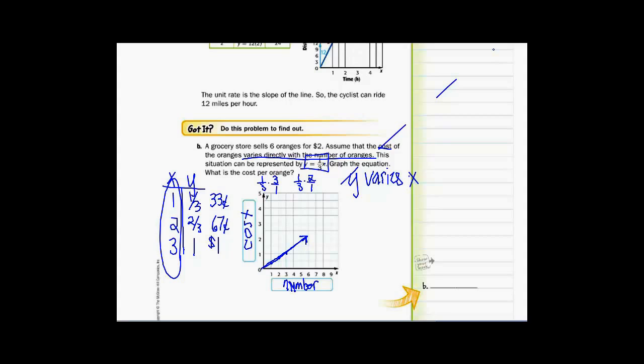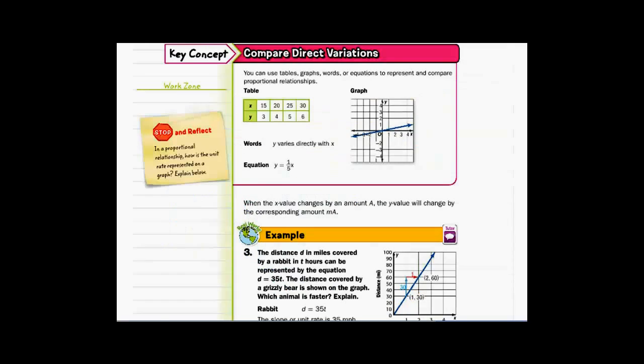Okay. Comparing direct variation is the next part. Let's move on to comparing direct variations. Now, this is nothing more than comparing the slope or comparing the constant rate. All right, so let's look at example 3 right here. It says the distance d in miles covered by a rabbit in t hours can be represented by the equation. It gives it to you.